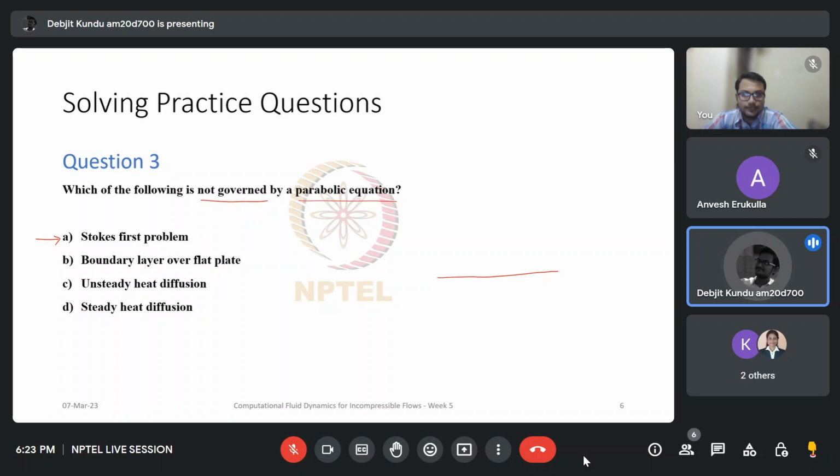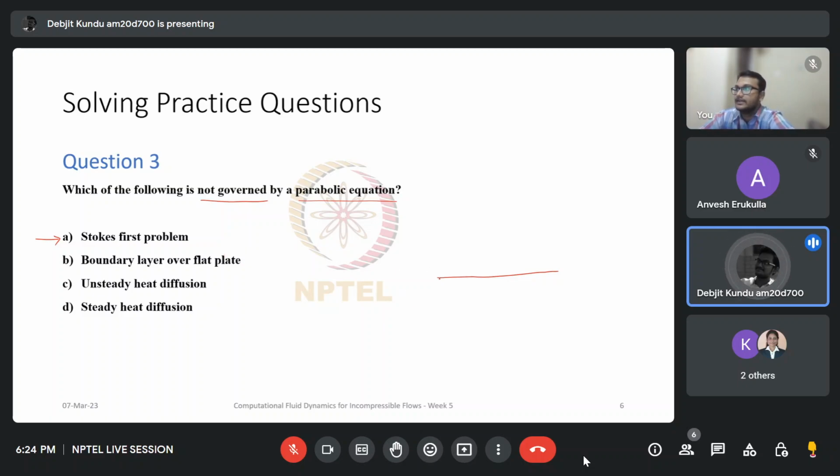So which of the following physical phenomena are not governed by a parabolic equation? Is it option A, Stokes' first problem? Is it option B, boundary layer over a flat plate? Is it option C, unsteady heat diffusion? Or is it option D, steady heat diffusion? Now, someone pointed out that the answer would be the first one, Stokes' first problem.